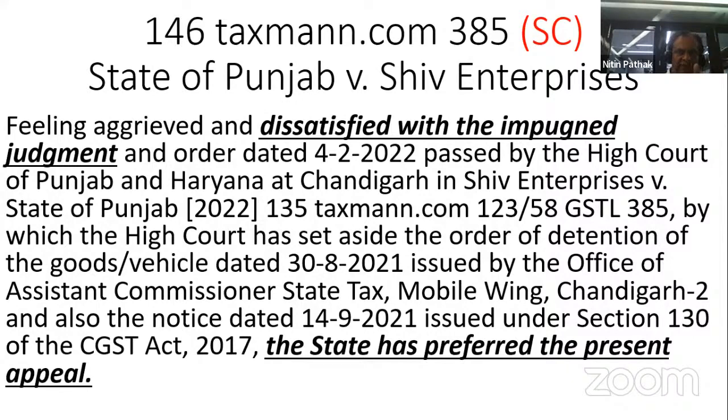Now this is the case of 146 taxmann.com 385 Supreme Court. This is a very particular, very typical case. Once you read it, many times in practical life you can claim and use this. Being aggrieved and dissatisfied with the impugned judgment and order dated 4th February 2020 by the High Court, this is a case against the Punjab High Court. Given the judgment against them, they went to the Supreme Court.